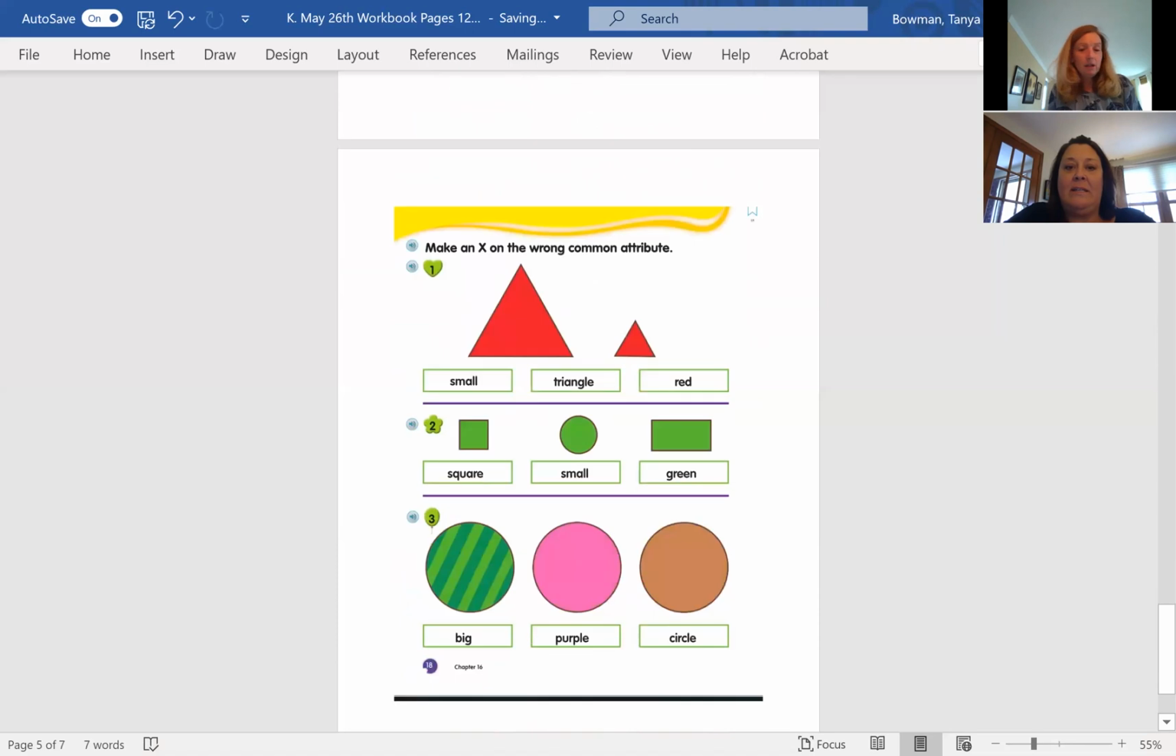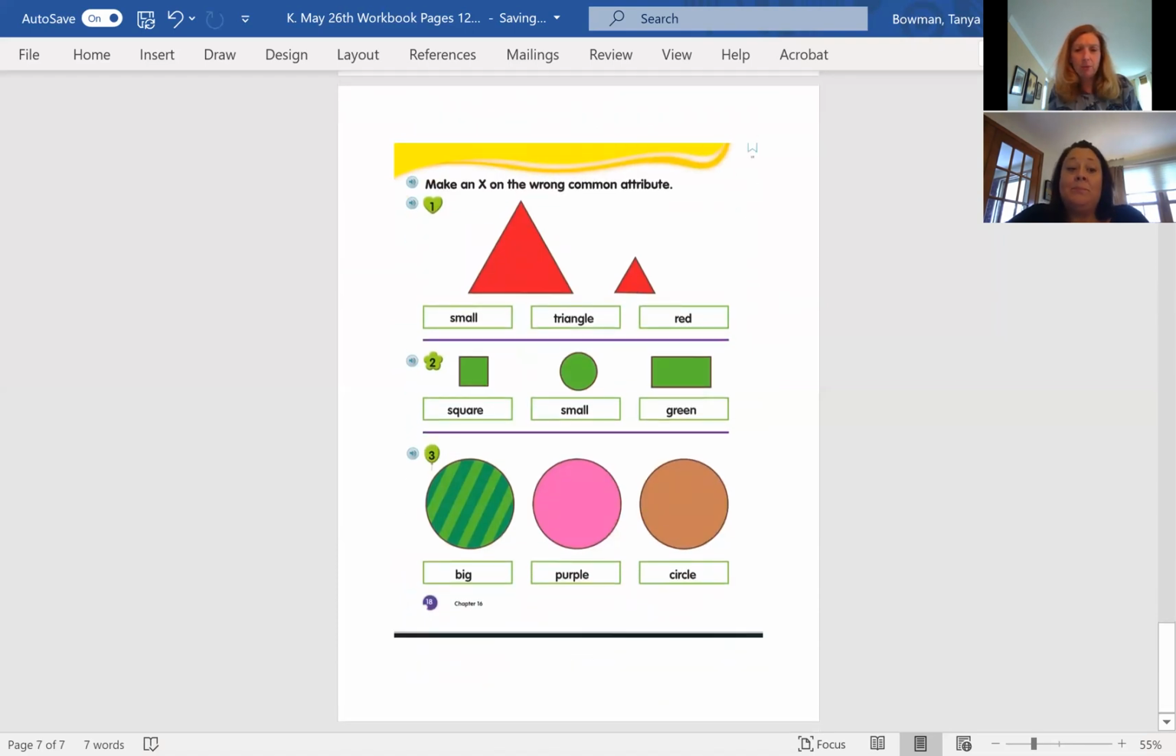All right, and I think this last page, Mrs. Bowman, again, we have some words here that can be tricky. So the directions read to make an X on the wrong common attribute. So we have to read the three words below the shapes, and we're going to X out the wrong common attribute. If you take a look at both of those shapes, they're both the color red, so we're not going to X that out. They're both the shape of a triangle, so I'm not going to X that word out.